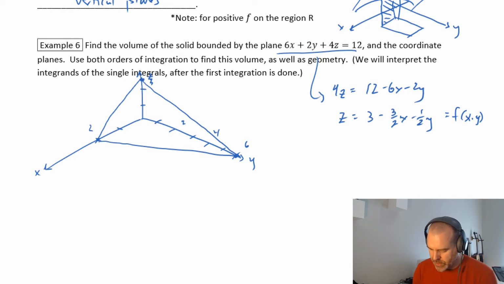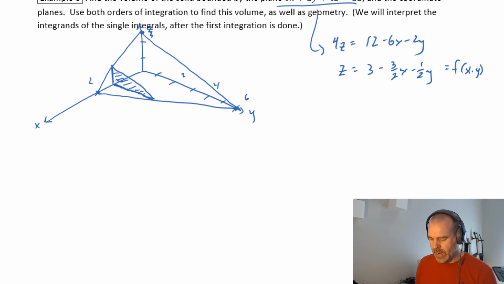Okay, so first, let's do this. Let's make a little slice here at a specific x. That will make a triangle. And let's find the area of that triangle. So we're going to integrate y underneath that.